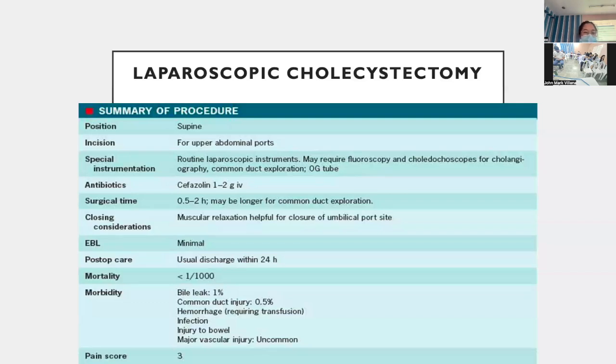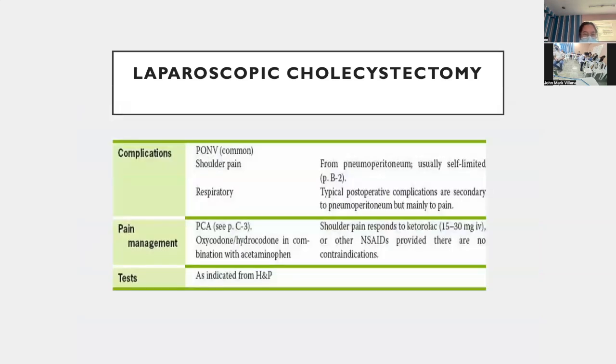So for the summary of the procedure, the patient is positioned supine with a surgical time of 0.5 to 2 hours and minimal blood loss. The common morbidities include bile leak, common bile duct injury, hemorrhage, infection, and injury to the bowel, and major vascular injuries, which are uncommon. Complications include postoperative nausea and vomiting, shoulder pain, and respiratory complications secondary to the pneumoperitoneum.